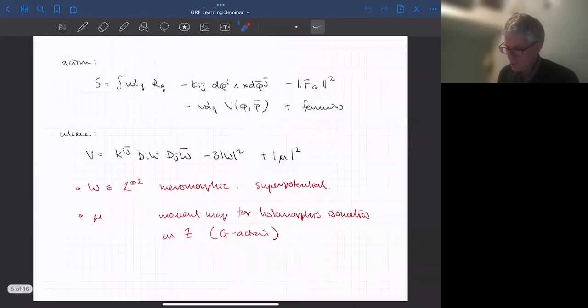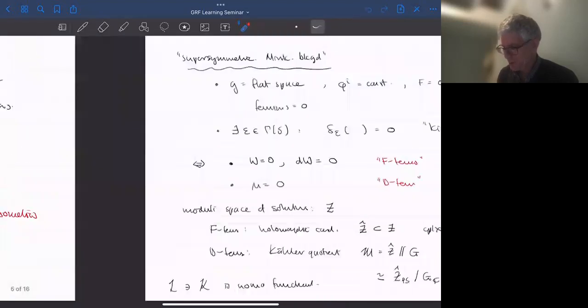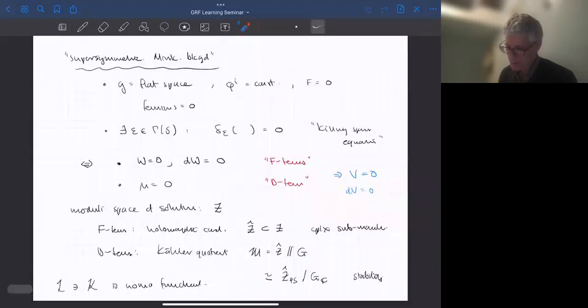And then, this is the Lagrangian you get. So there's some Einstein curvature. This is some kinetic term for the scalar fields, which depends on the geometry. And there's a potential, and the potential depends on two things. One's called the superpotential, which is some holomorphic function on the Kähler space, and then there's also a moment map. And so you can think of looking for what are called supersymmetric Minkowski backgrounds, and two things happen.